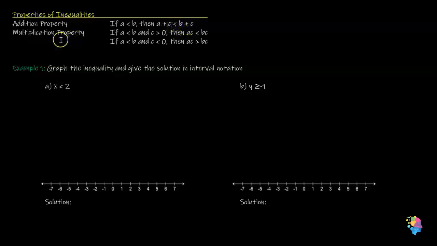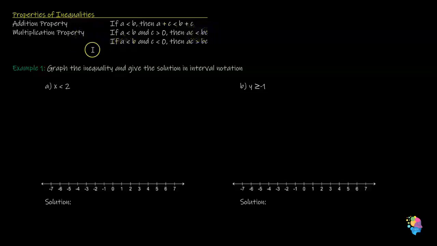The multiplication property states that if you have an inequality and you have this c value that is greater than 0, it means that it's positive, you are allowed to multiply the left side as long as you multiply the same value on the right side, and it will not change the inequality. Now, this multiplication property also applies to division. Instead of multiplication, if you want to divide, as long as what you do to the left, you do to the right, it will not change the inequality.